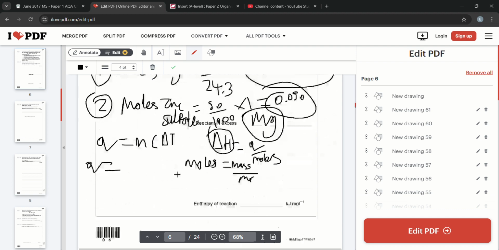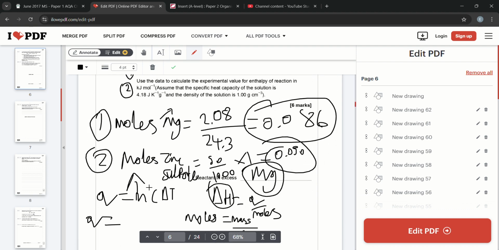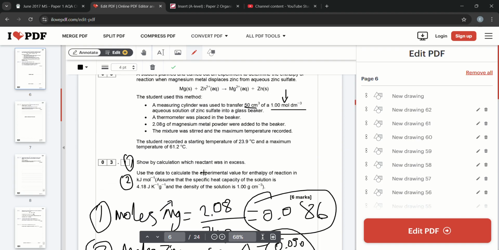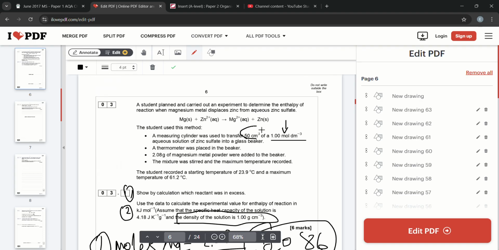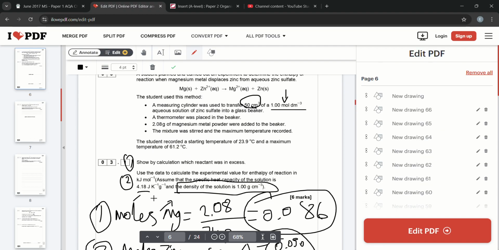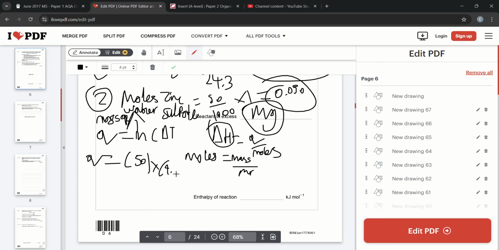Q is equal to the mass. What is the mass of? The mass is of water, when we're using Q equals mcΔT. So what is the mass of water? Well, we're not given it in the question, but we know that the density of the solution is 1 g cm⁻³, and we've got 50 cm³. So therefore, the mass is going to be 50, times C, 4.18, times ΔT, the temperature change.